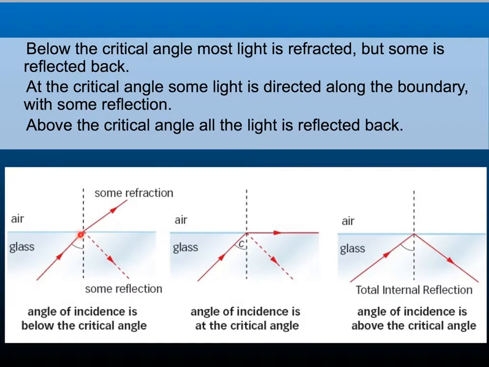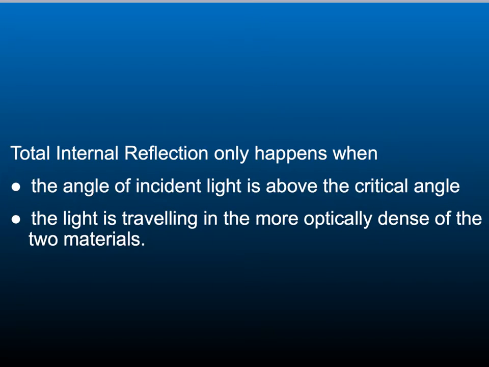If the light is below an angle called the critical angle, most of the light is refracted and can leave the material. However, there is some reflection. At the critical angle, some of the light is directed along the boundary of the two materials, with some of the light being reflected back in. However, if the light is travelling at greater than the critical angle, all of the light is reflected back into the material. These are the conditions for total internal reflection.